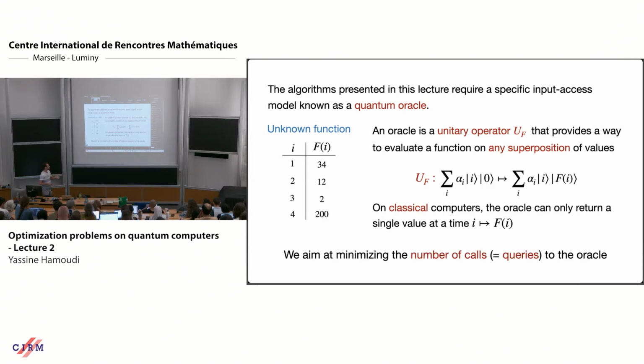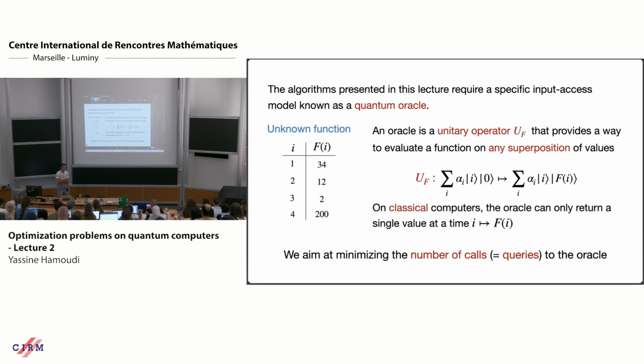When we talk about oracles, we often aim at minimizing how many times we will use the unitary U_f. Whenever you want to apply U_f on a state of your choice, it will cost you one unit of computation, let's say. This is called a query. It can be classical or quantum, depending on what kind of oracle you are manipulating. And the number of times you use the oracle is called the query complexity.